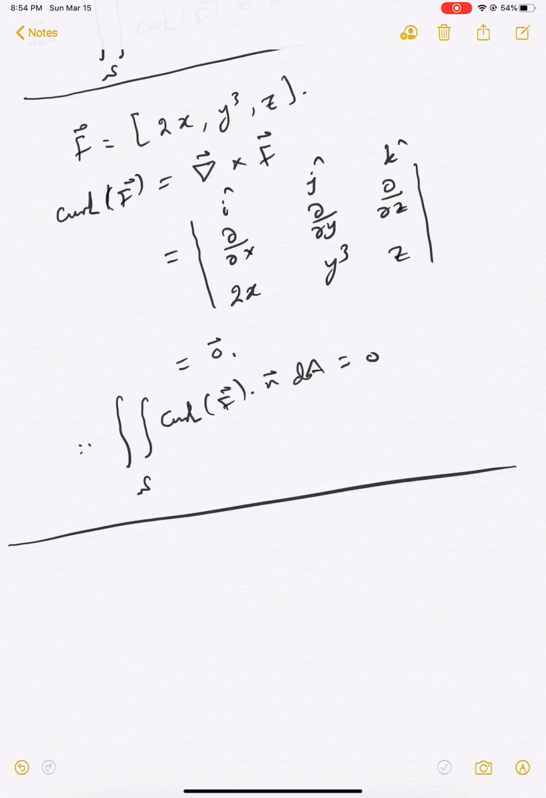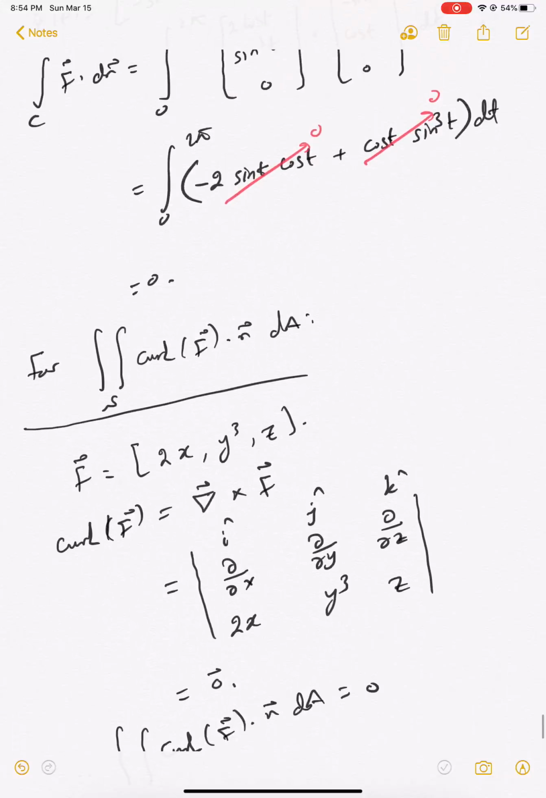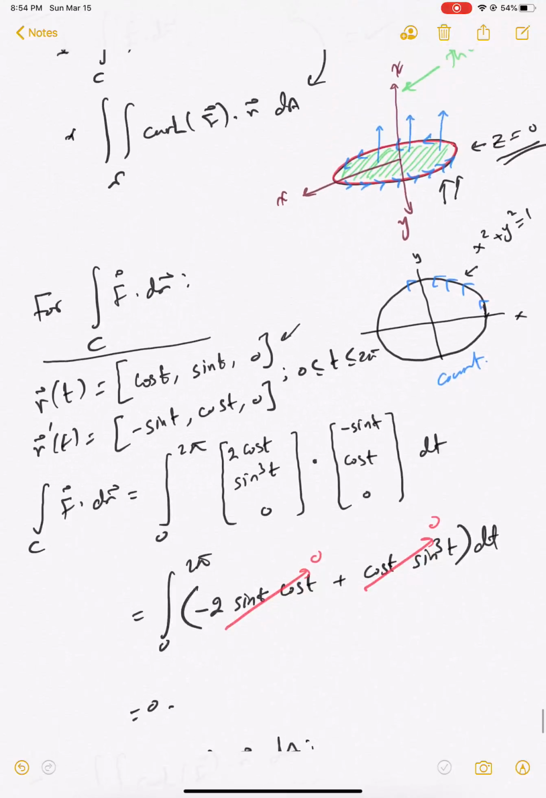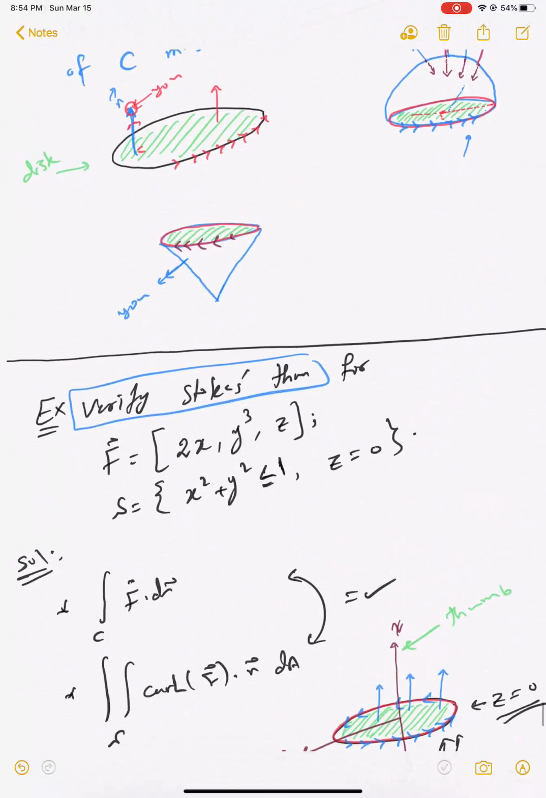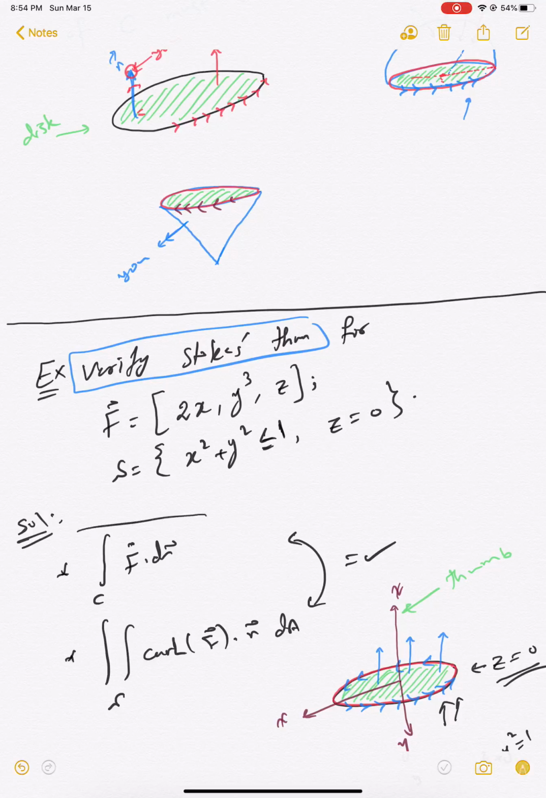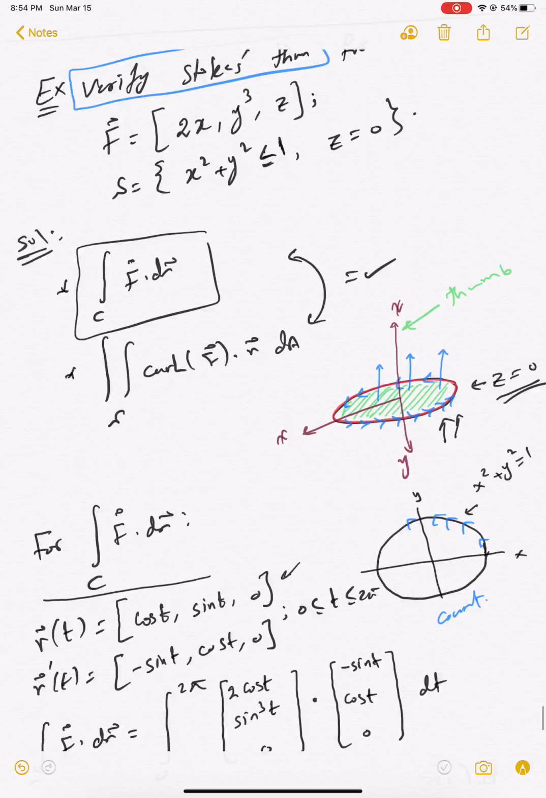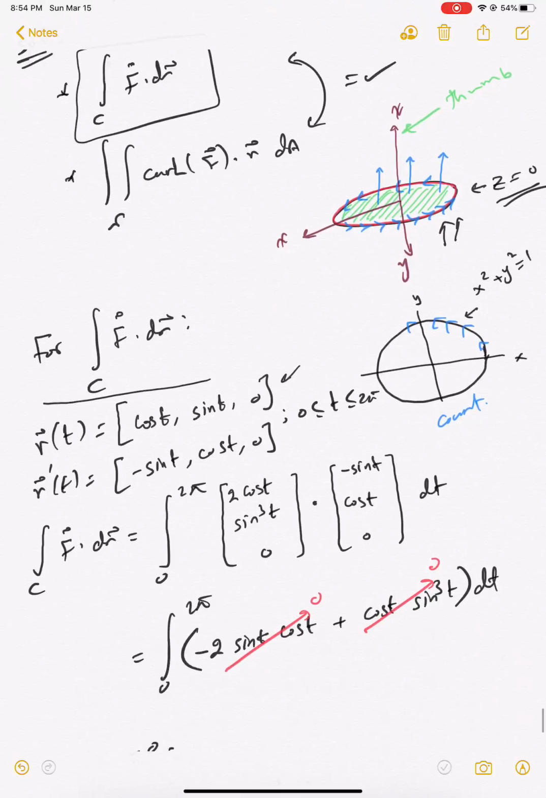So in this example, imagine the question wasn't about verification of Stokes theorem. The question was, let's say, compute this quantity. Notice that in computations of this quantity, we needed to have a parameterization. We needed to do an integral. And in this example, it was, let's say, straightforward that the integral is 0. But in some other examples, it's not necessarily that easy.